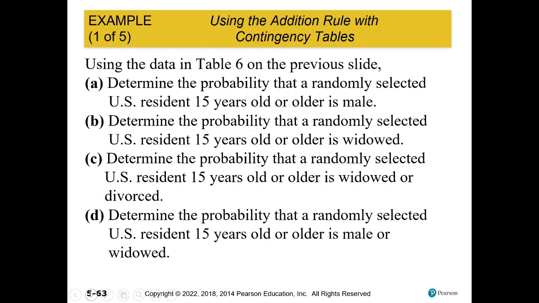We're going to determine the probability that a randomly selected U.S. resident 15 years or older is male. Determine the probability that they are widowed. Determine the probability that any U.S. resident is widowed or divorced. And then determine the probability that a randomly selected person is male or widowed. So we've got a lot of different questions here. I'll do each one individually, but before we can do that, we need to combine all of these things here.